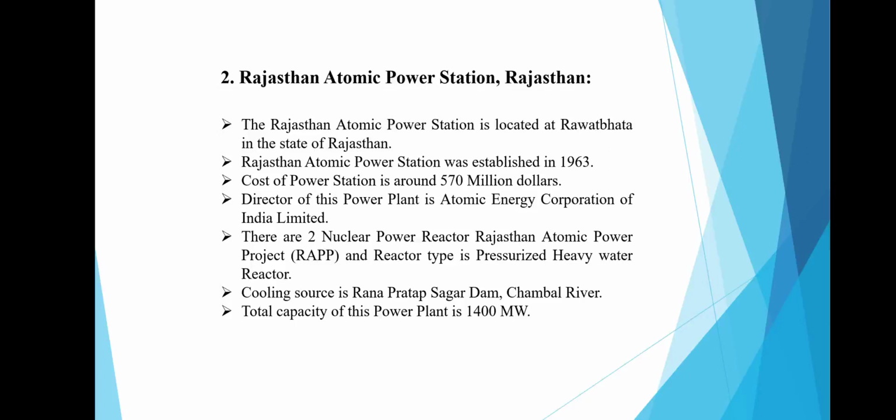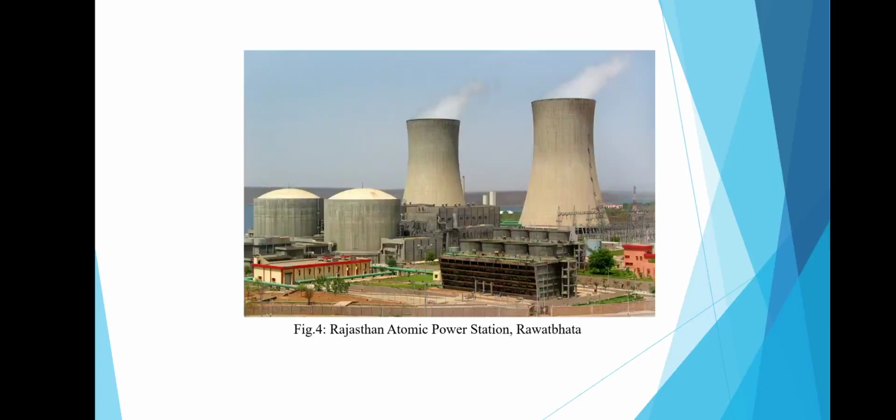There are 2 nuclear power reactors, Rajasthan Atomic Power Project, and reactor type is pressurized heavy water reactor. Cooling source is Rana Pratap Sagar Dam, Chambal River. Total capacity of this power plant is 1400 megawatt. This is the Rajasthan Atomic Power Station, Rawatbhata.